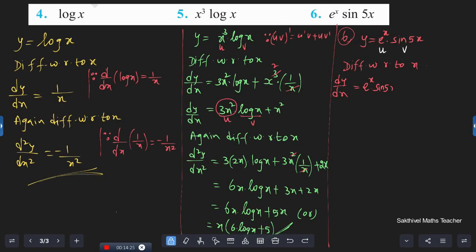Sine 5x you write as it is, plus. Okay, plus now what is that? E power x let it be, sine 5x when I differentiate, cos 5x, into 5x when I differentiate, 5 into 1, that is 5 you will be getting. That's it.